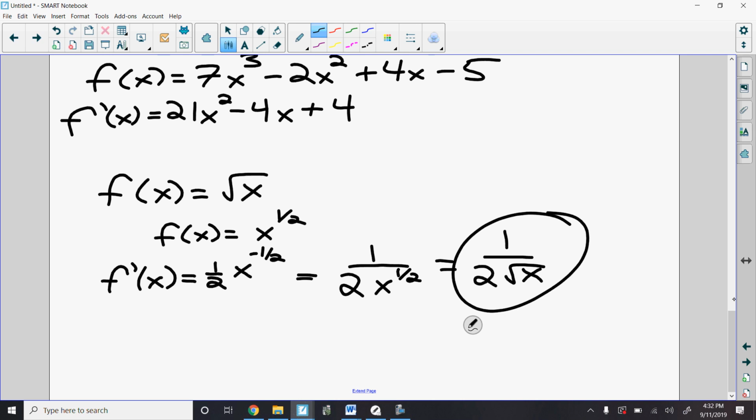Okay, the reason I want to change it, all 3 of these answers are exactly the same. But I want you to get used to putting it in this form, because when I ask you f prime of 4 without a calculator, it's much easier to solve it in this form than it is in either of the other 2. Okay. Last example for today.